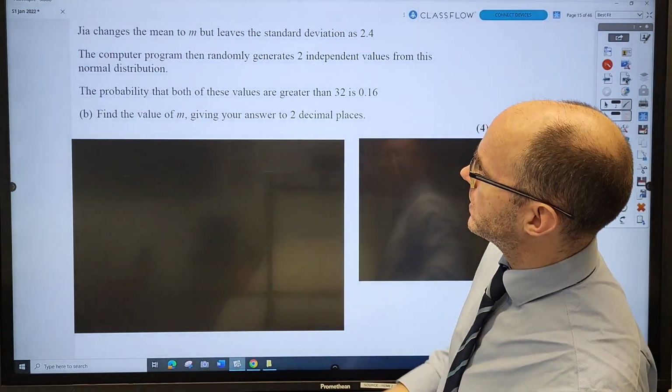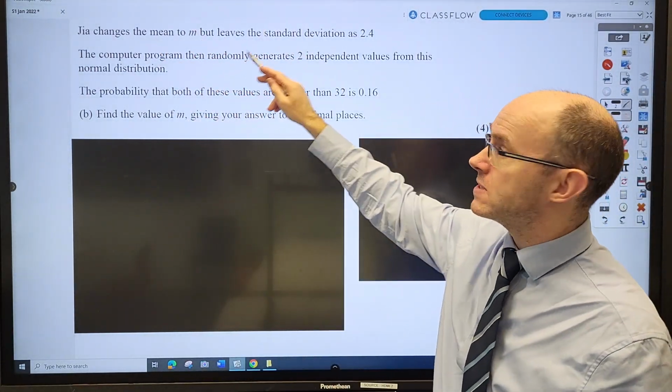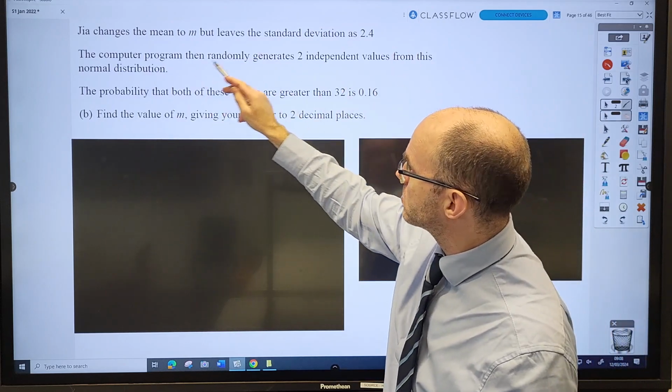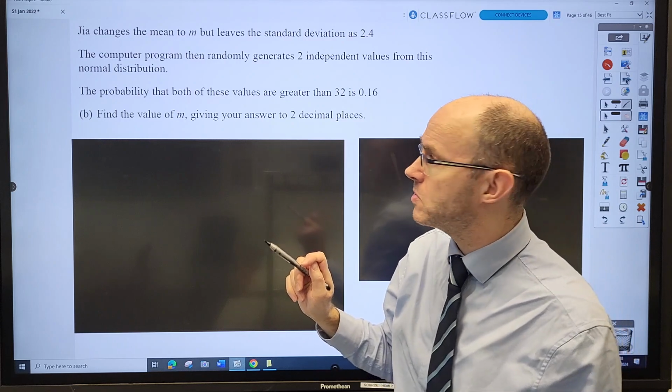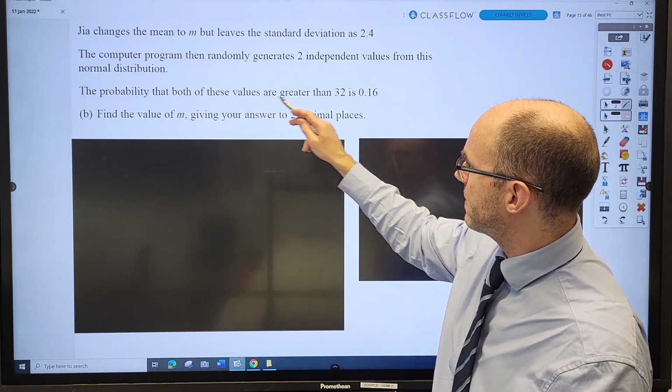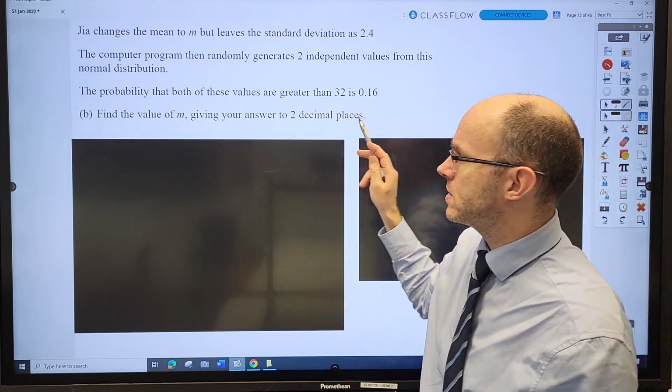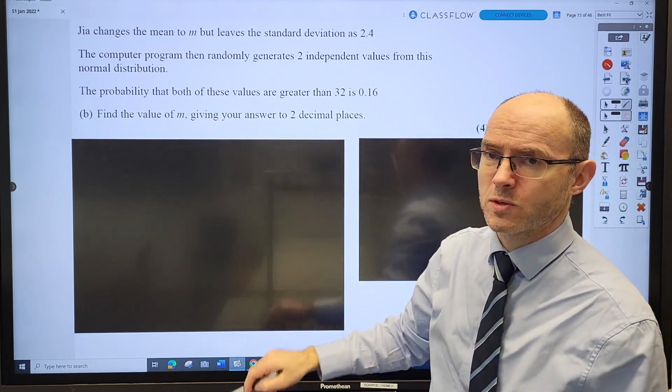Second bit. So Geo changes the mean to m, but leaves the standard deviation of 2.4. The computer program then generates randomly 2 independent values from this normal distribution. The probability that both of these values are greater than 32 is 0.16. Find the value of m to 2 decimal places.